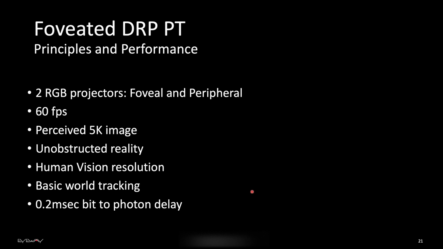Another very important part is that because it's laser scanning, we can change the information of what we are presenting on the fly. It takes 0.2 milliseconds to change from bit to photon, meaning that this number, the 60 frames, is basically meaningless in this system. What is important is this number. This is the time to change the content of the frame. It's extremely fast. It's equivalent to a system that has, sorry, 5,000 frames a second.